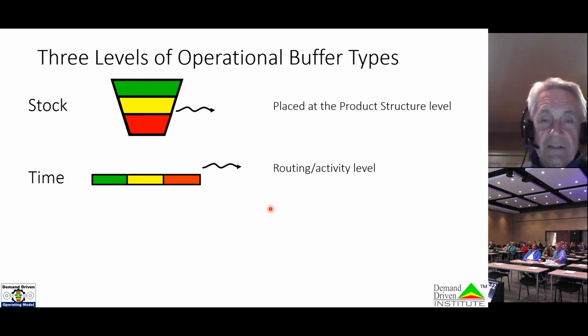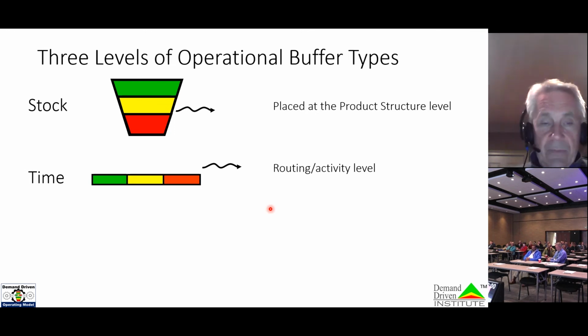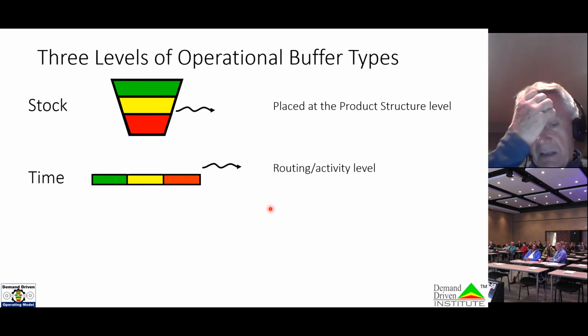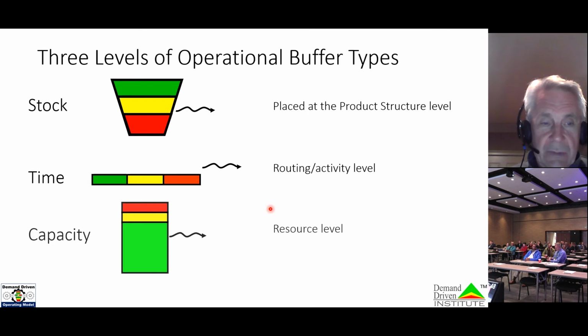Time buffers are inserted into the routing to help us protect certain activities to ensure that they start and complete on the appropriate scheduled time. If we have lots of upstream variability to deal with in our production process, then that drum resource, we don't want to lose time on it. So we're going to insert time into the routing to ensure that we have the ability to keep that schedule.